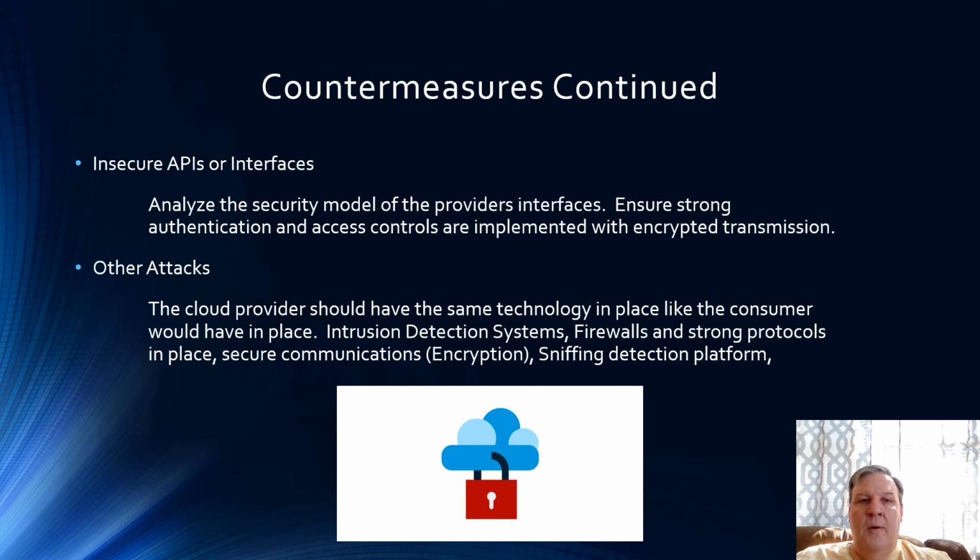And as we continue around countermeasures, insecure APIs or interfaces I listed as a risk. Again, analyze the security model of the provider's interfaces. Ensure strong authentication and access controls are implemented with encrypted transmission. And then I talk a little bit again about the other attacks. The cloud provider should have the same technology as you as a client in place. What I mean by that is, if you have intrusion detection systems in place, they certainly should have intrusion detection in place. Everybody has firewalls, but make sure there are strong protocols in place around those firewalls. Secure communication with encryption, and a sniffing detection platform in place.